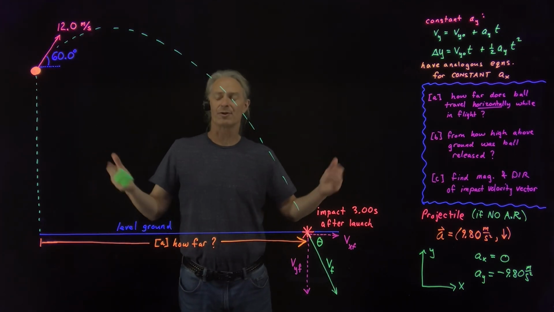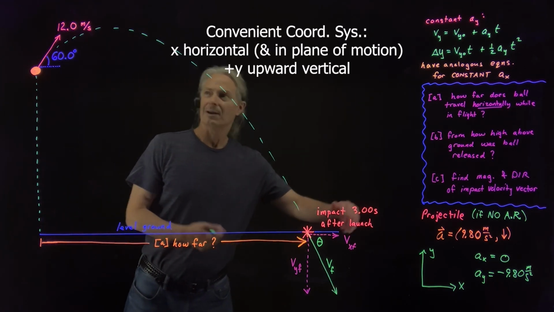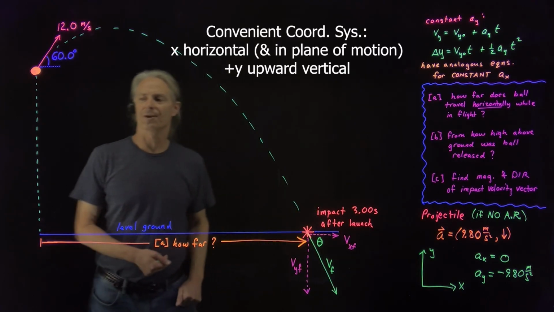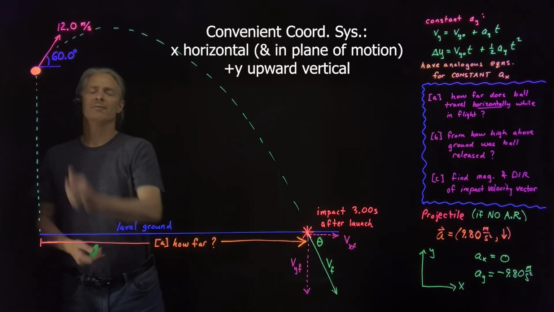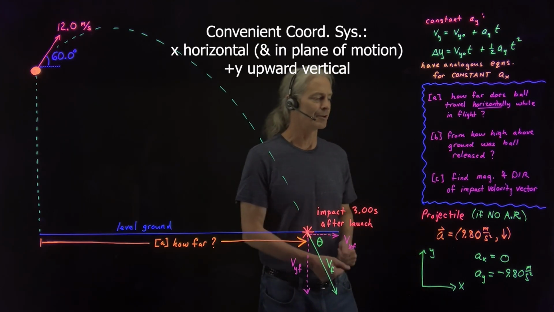Now, it's convenient in a projectile motion problem to take the x component to be in the plane of the projectile, parallel to the ground, and the vertical direction to be upward. So x horizontal, y vertical.